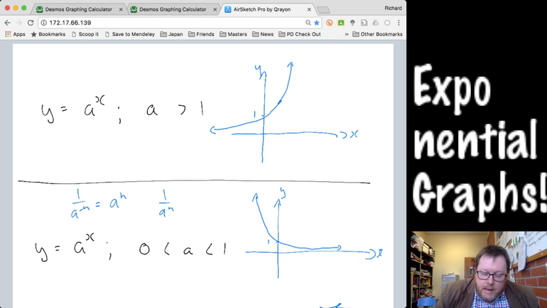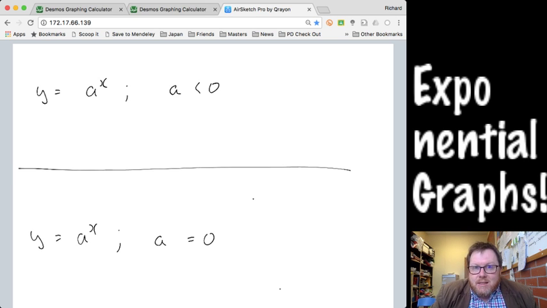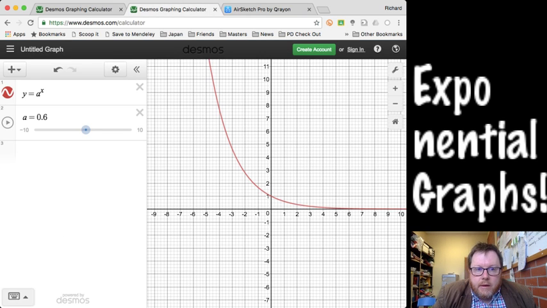Okay, so that's the two main things to look at when you're looking at an exponential graph. Let's just cover the other bases as well. What happens when a is less than 0? We'll click over to here. Let's go down to 0 and past it. Oh dear.